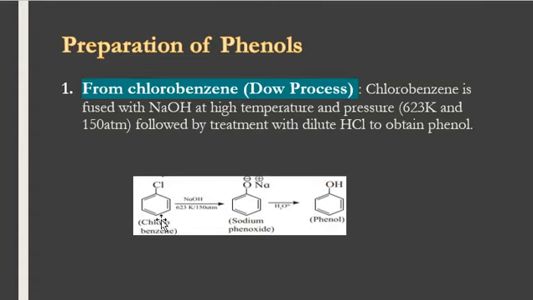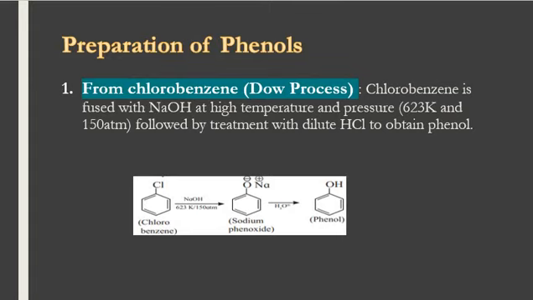See, the reaction is you have taken chlorobenzene and you are fusing this chlorobenzene with NaOH at 623 Kelvin and 150 atmospheric pressure. You will be getting first sodium phenoxide, and that sodium phenoxide on hydrolysis with dilute HCl you will be getting phenol. This process is your Dow's process.